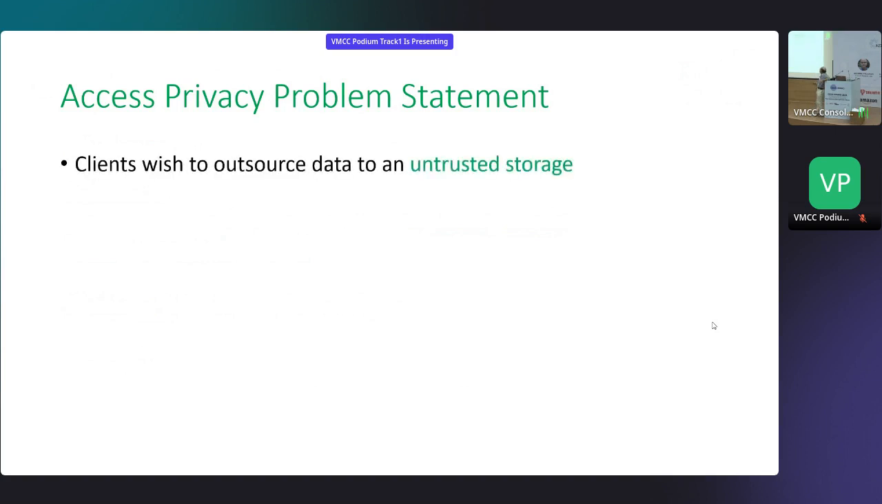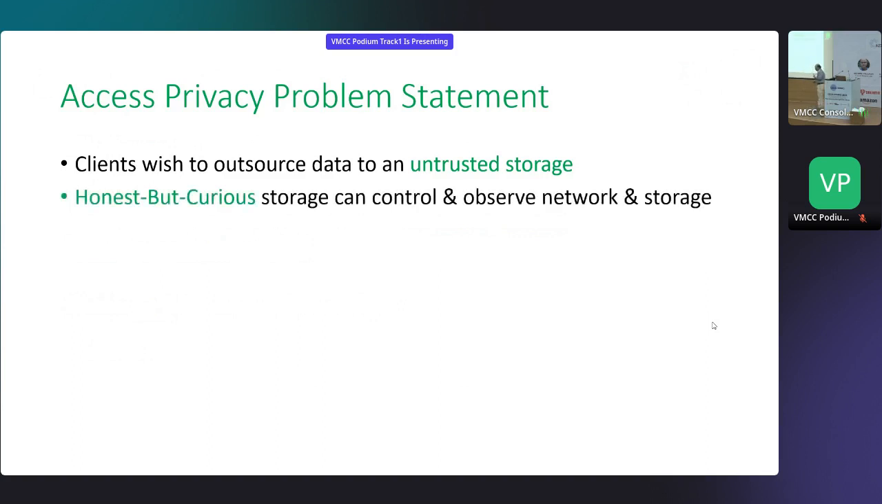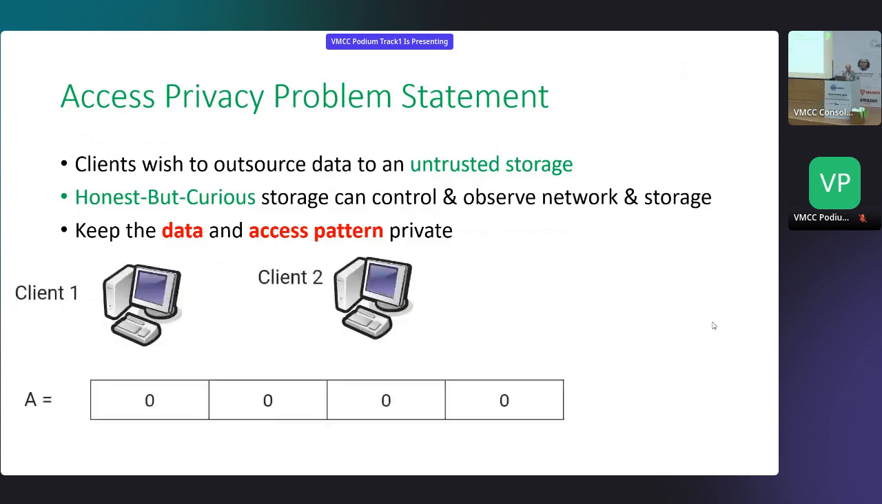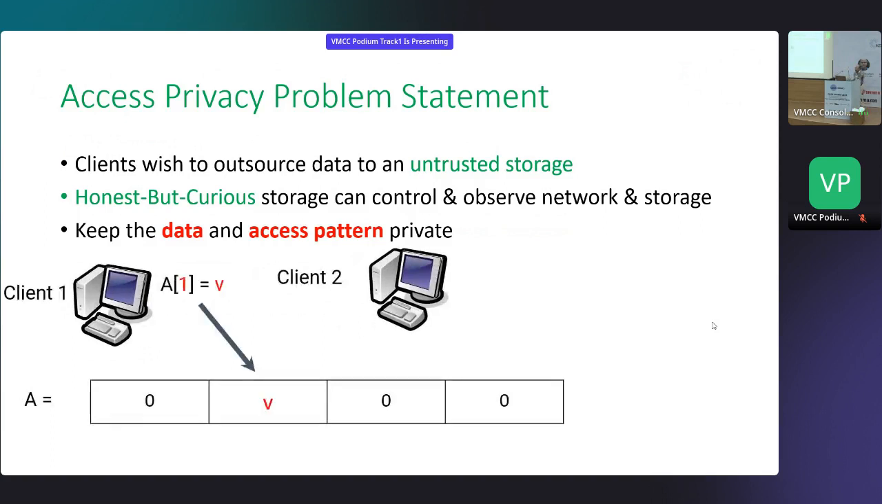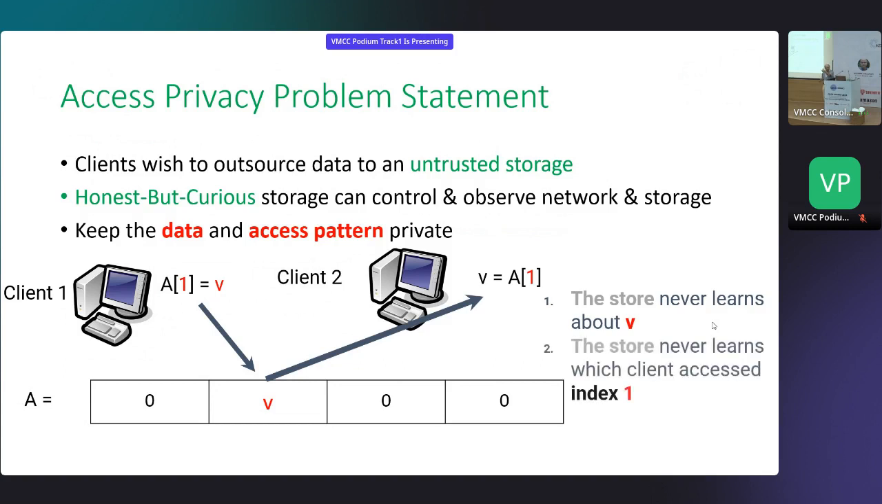Clients wish to outsource data in general to an untrusted party. That's the database information retrieval problem. An honest but curious adversary will observe who is talking to who, what cells are being accessed. We need to keep both the data and the access patterns private. So if I have a client one and a client two, and client one sets the array A1 to V, and client two accesses A1 and figures out the value is V, the store should never learn about V, and the store should never learn that the client accessed entry one.